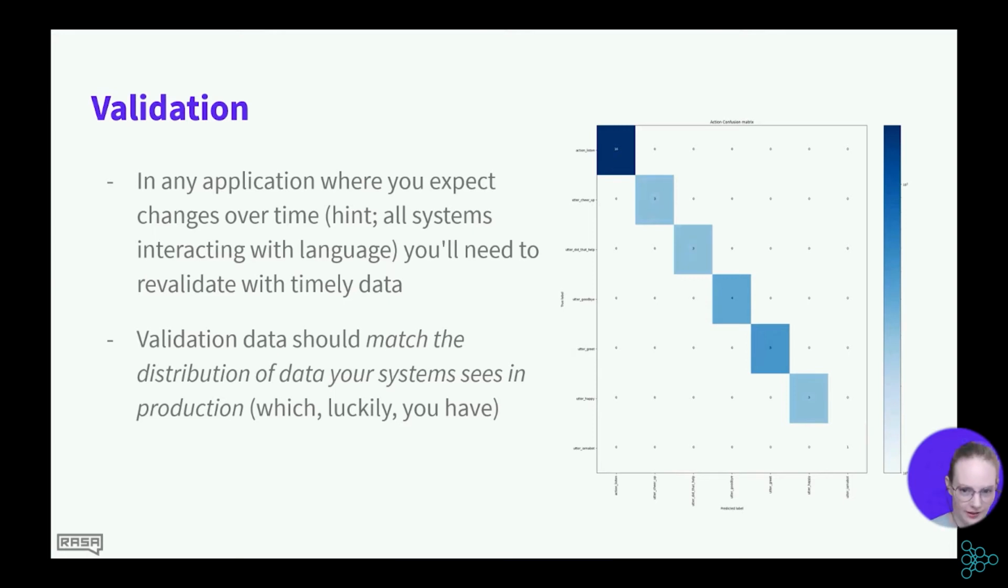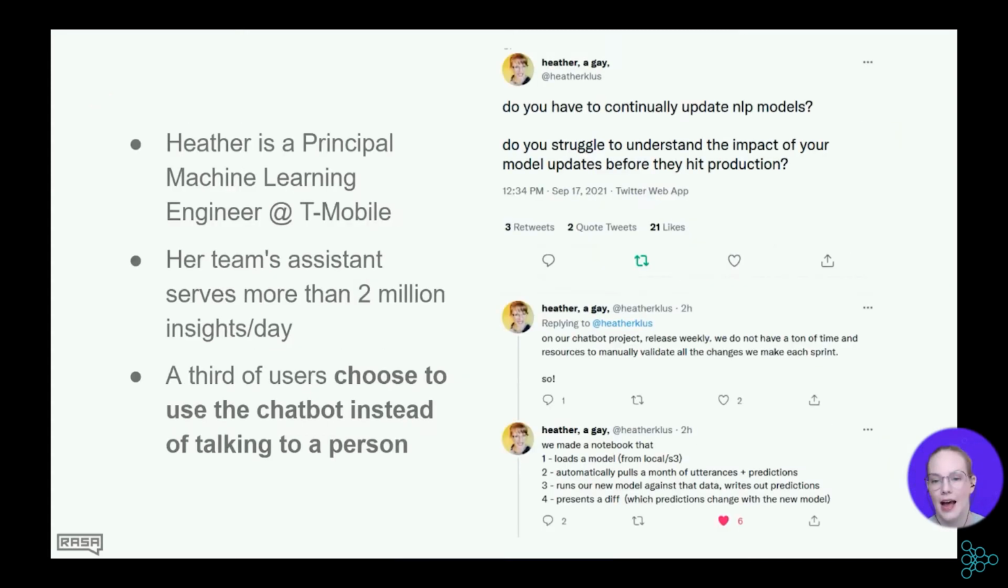And so here we have just a confusion matrix, and this is actually from Rasa's automated validation. Well, it's not automated. You can automate it. It's from our validation, which is part of our testing suite, which shows you the confusion between the predicted next action and the actual next action. And this is another really good example of what this looks like in practice from Heather.